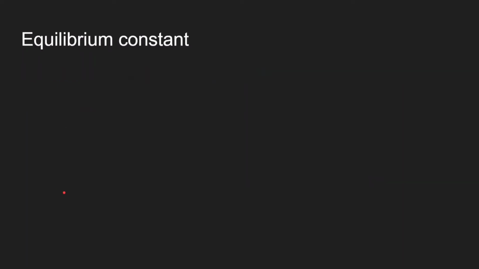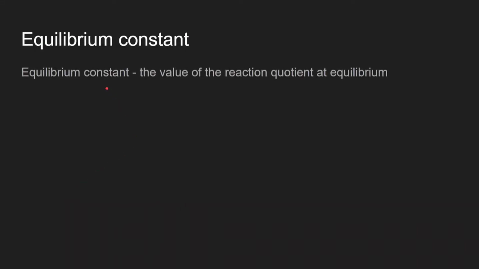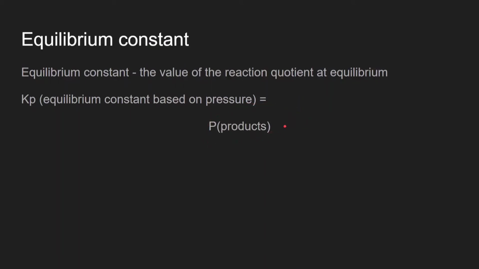So now we're going to have a look at the equilibrium constant. An equilibrium constant is the value of the reaction quotient at equilibrium. So quotient is just the word for division, the answer from the reaction division of partial pressures. And so Kp is the equilibrium constant based on pressure. And this is the pressure of the products over the pressure of the reactants.